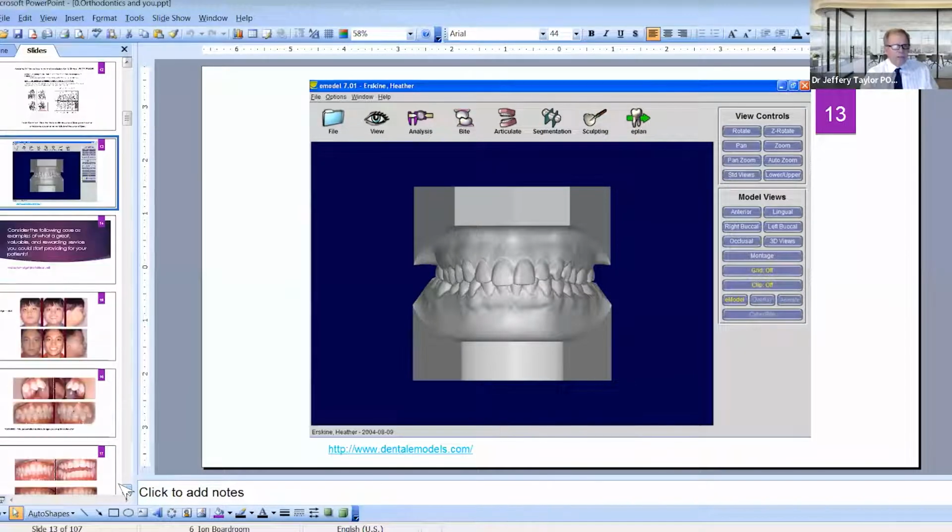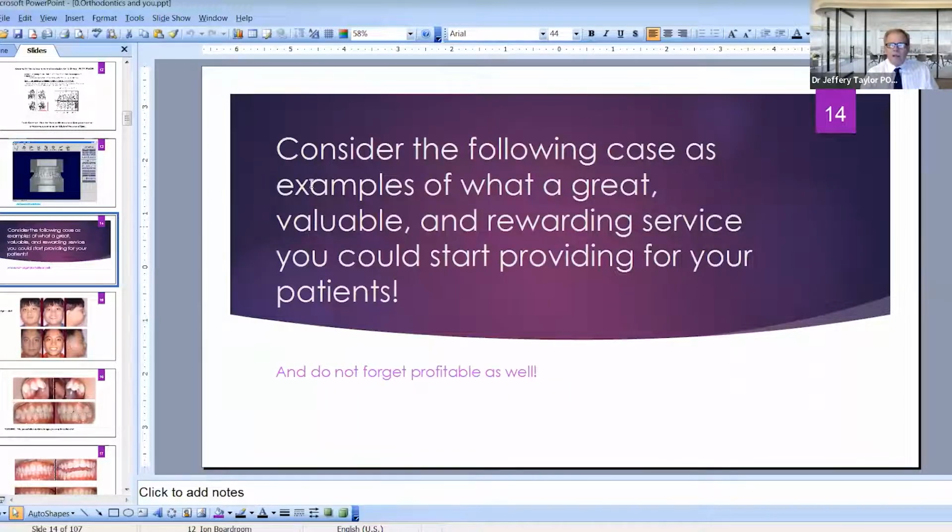So let's scroll down here a little bit more and consider the following cases as examples of what a great, valuable, and rewarding service you could start providing for your patients right now. And don't forget, it can be quite profitable as well. One of our other senior instructors, Joe Viviano, has a full breakdown of what a huge economic advantage it is to start doing orthodontics in your practice. And once you have a good system, it can be every bit as profitable as crown and bridge and implant therapy and so on and so forth. So I know in the beginning it won't, but once you learn about this, it is quite nice.